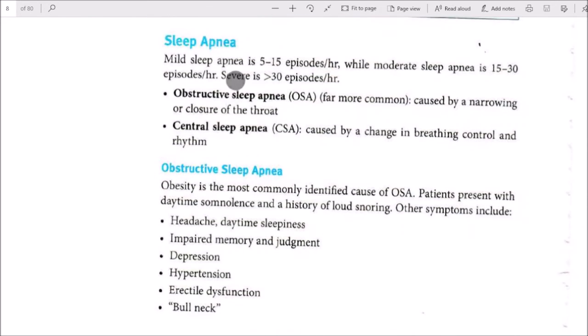Sleep apnea. Mild sleep apnea is 5 to 15 episodes per hour, while moderate sleep apnea is 15 to 30 episodes per hour. Severe is greater than 30 episodes per hour. Obstructive sleep apnea is far more common, caused by narrowing or closure of the throat. Central sleep apnea is caused by a change in breathing control and rhythm.